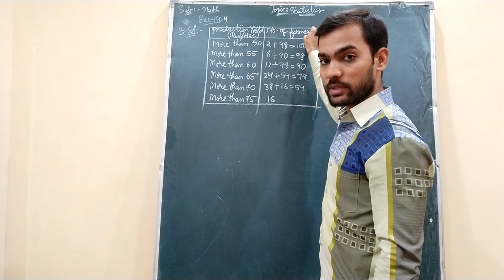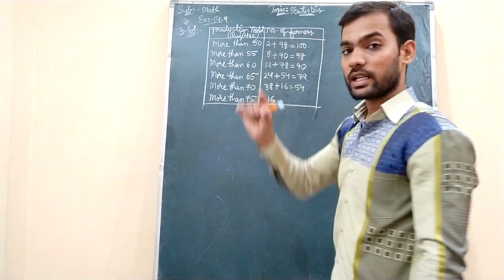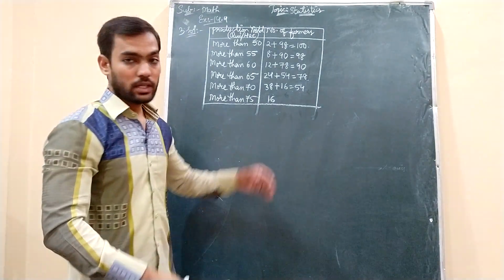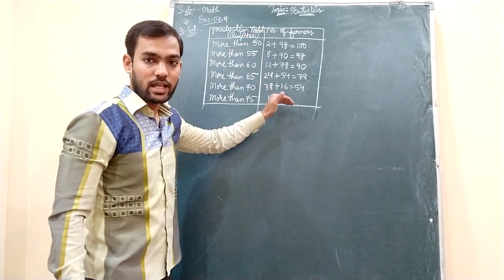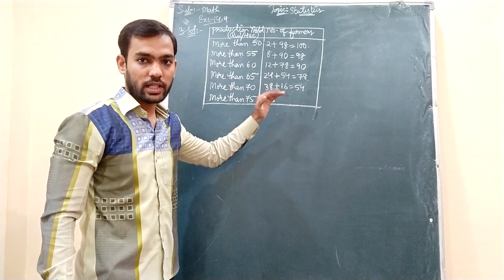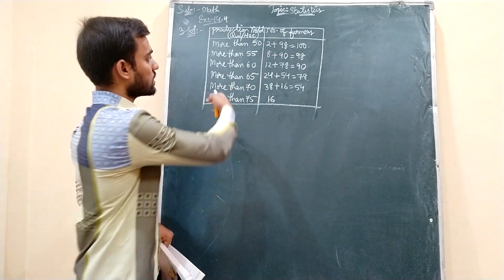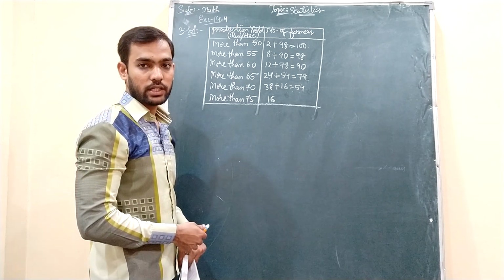As there are 100 farmers given in the question, you will get 100 in the top row. If it is about less than type, you start from the top and at last you get 100, but it is of more than type, so we start from the bottom and at the top we get 100. Okay, so this is the distribution that we have converted into more than type.